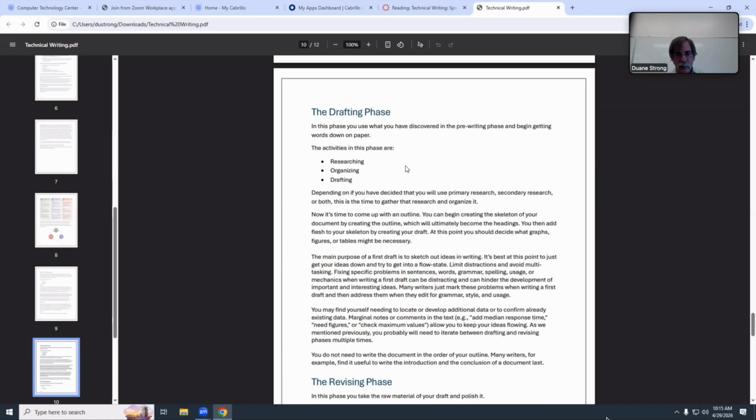Fixing specific problems in sentences, words, grammar, spelling, usage, or mechanics can be distracting, right? So don't worry about that stuff in the drafting phase. Don't worry about your spelling or grammar at this point. You're going to fix that later in the revising phase. At this point, you're just trying to get your ideas down on paper. Don't worry about the organization of it either. First, second, third, do it in whatever order you want.